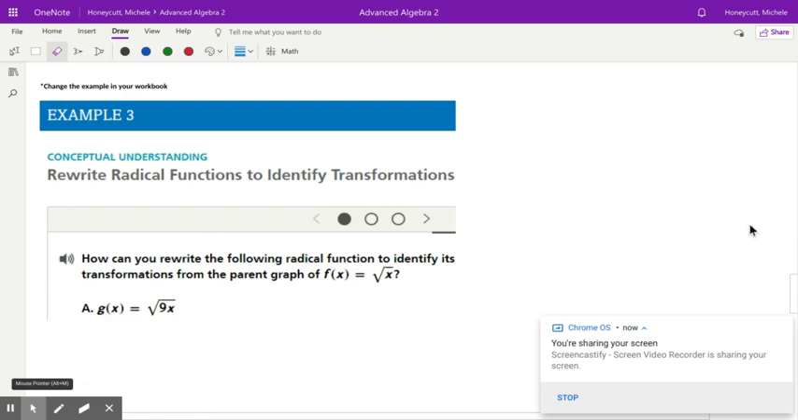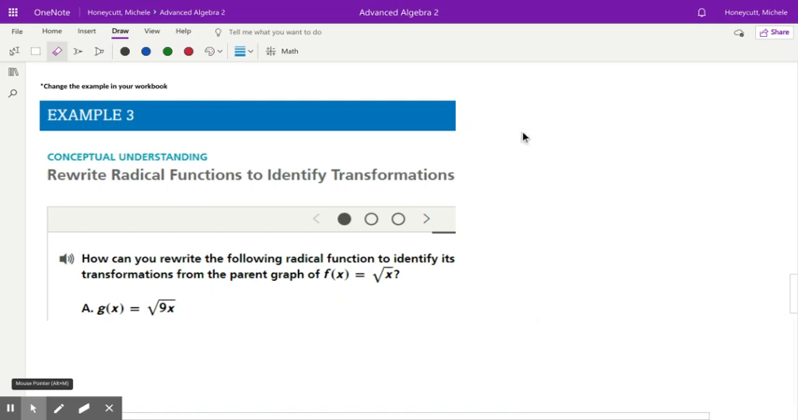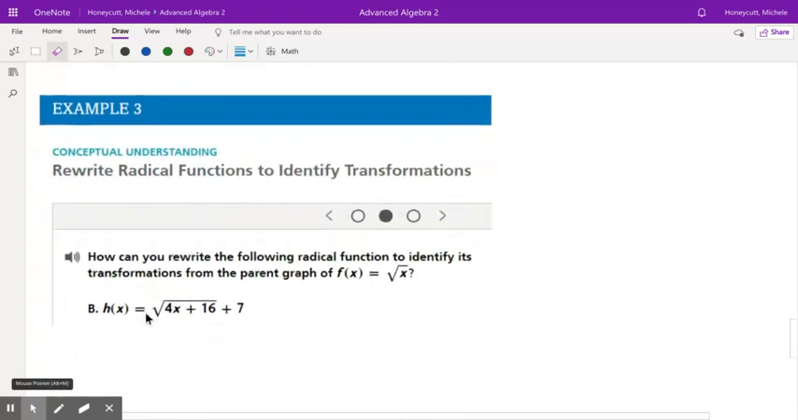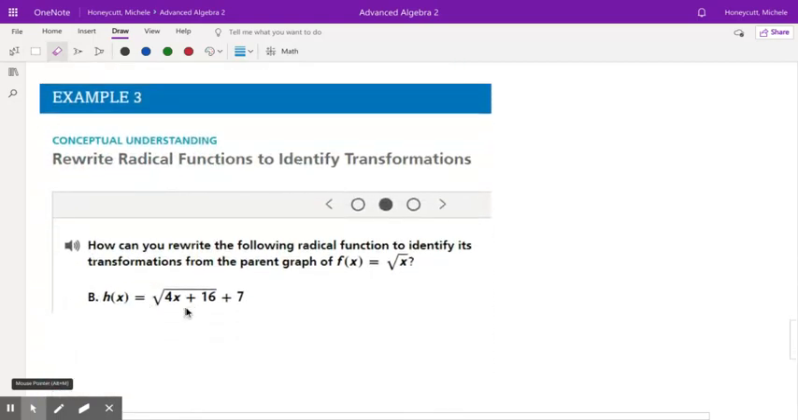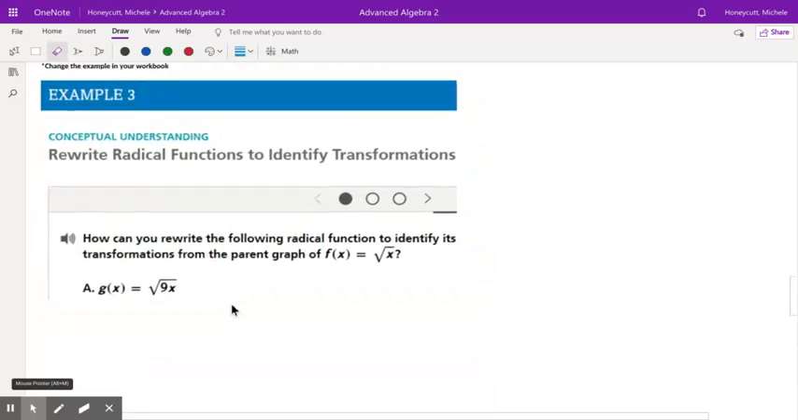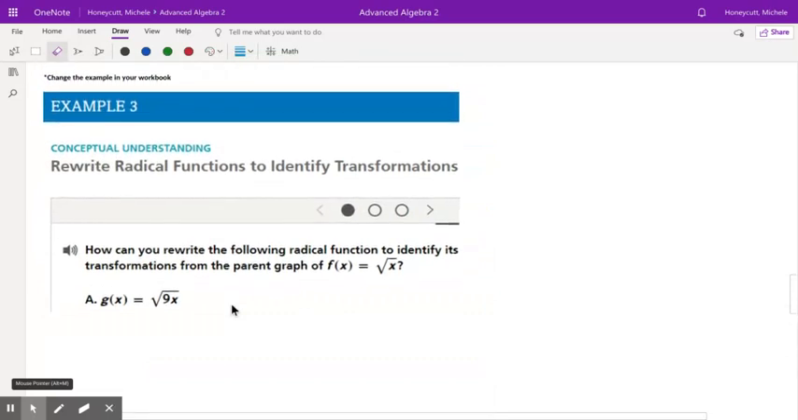Now for example 3, you're going to need to change the equations in your workbook. Let's change the examples to part A, make that the square root of 9x. And then part B, make that the square root of 4x plus 16, plus 7. Those will just make it easier, nicer numbers to deal with. So example 3 is talking about rewriting radical functions to identify the transformations.